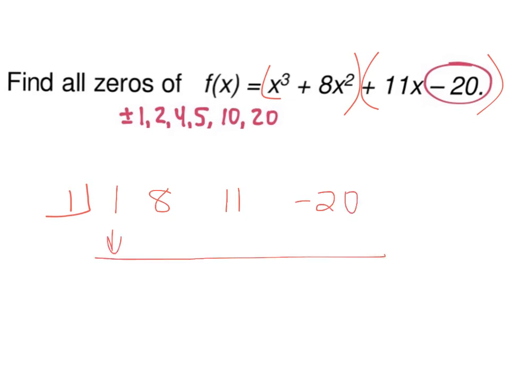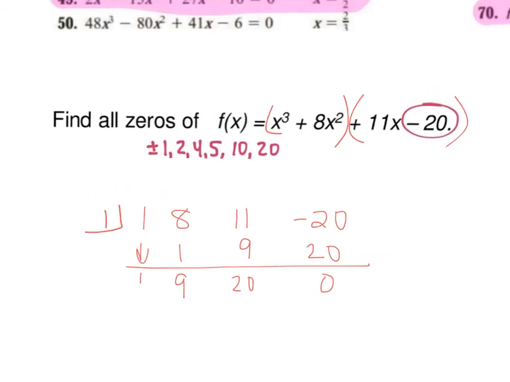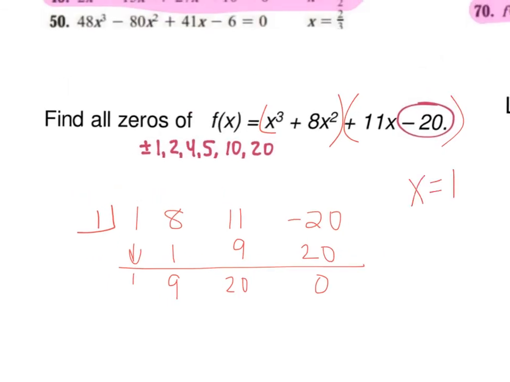All right, let's see if 1 is a factor. What's 1 times 1? 1. 8 plus 1 is 9. 9 times 1? 9. 11 and 9 is 20, times 1? Negative 20, positive 20. What do I just prove? It's a factor. Okay, so one of your x's is x equals 1.